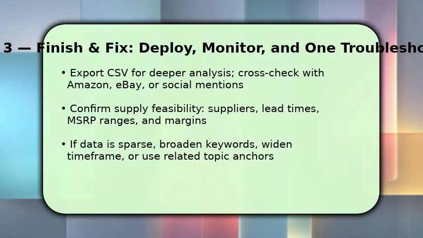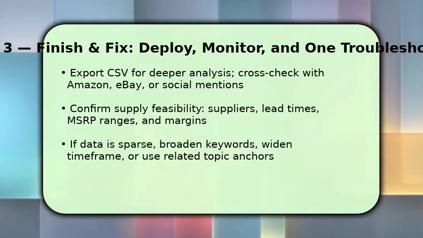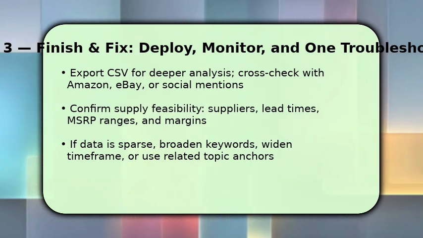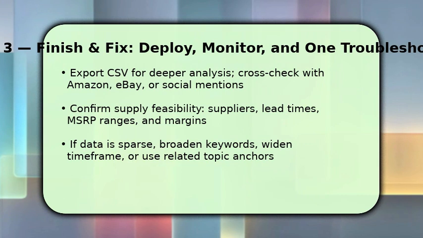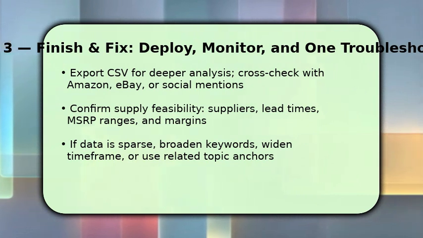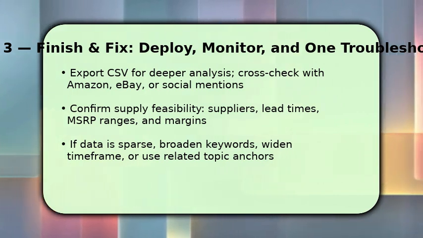Finish by validating winners. Export the CSV, then cross-check volume and competitiveness on marketplaces and social listening. You should confirm supplier options and lead times and estimate margins versus MSRP before committing. Once validated, prioritize products with sustained growth and regional demand.